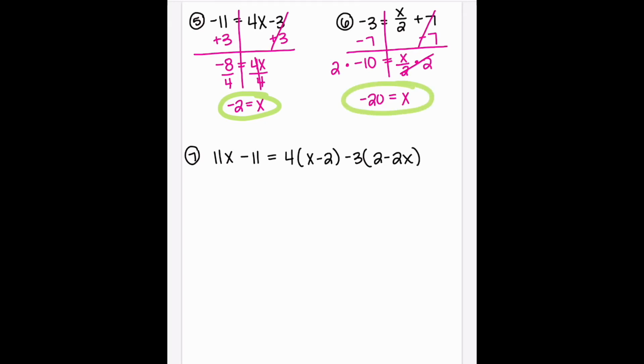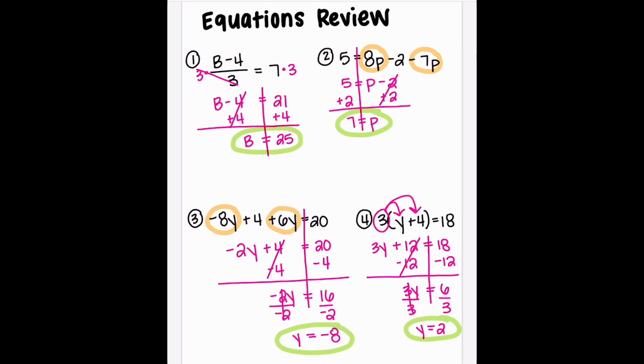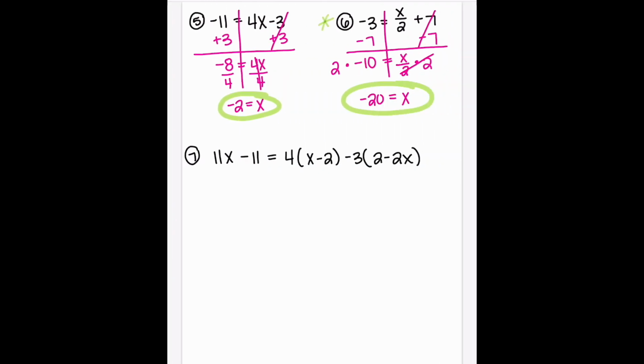So notice how this one was different from number 1. In number 1, since the b was all part of the b minus 4 over 3, this was all one big fraction, so we went ahead and multiplied by 3 on both sides first. Over here, this was not one big fraction. We had a fraction plus another term. So in this case, we could go ahead and subtract 7.